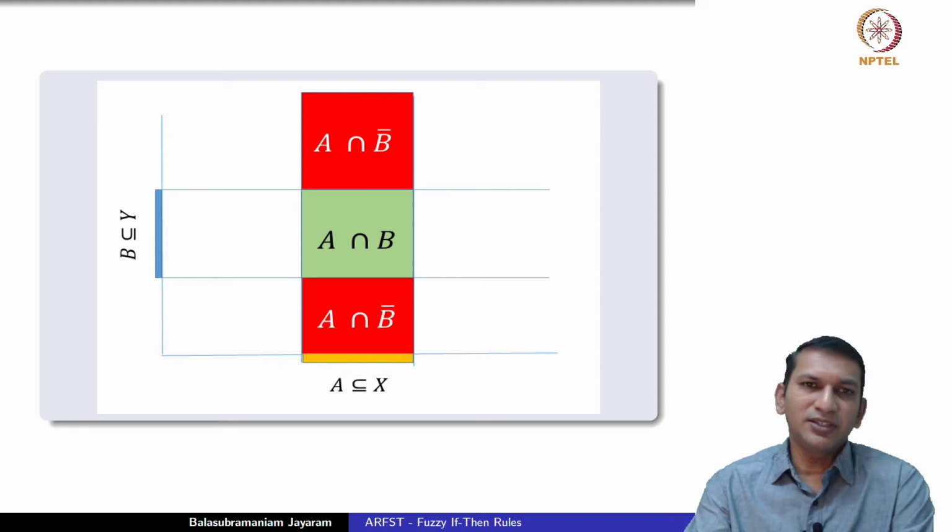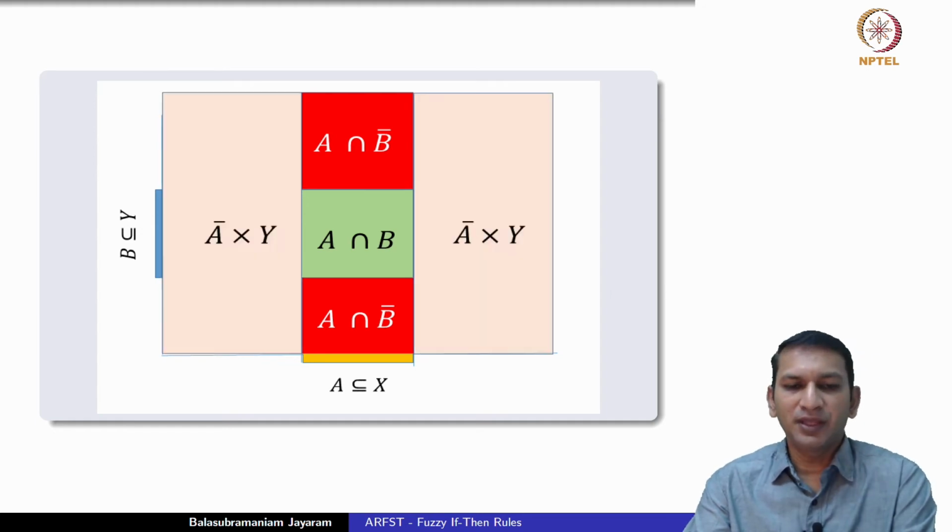This region, the red region, indicates the region where the pairs U comma V are such that U belongs to A but V does not belong to B. That is, V comes from the B complement. And these are essentially A bar cross Y. That means these are ordered pairs where U does not belong to A. So U belongs to A complement.